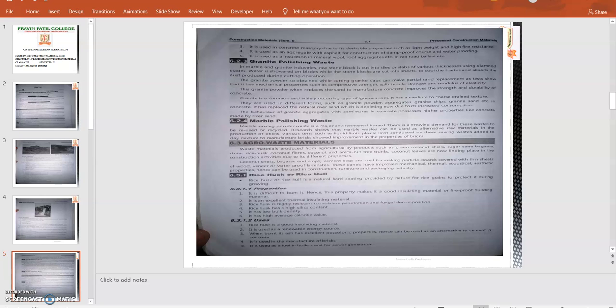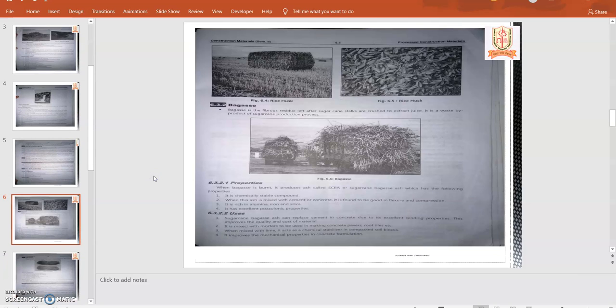Then it is used as a renewable energy source. When it burns, the ash has excellent pozzolanic property and hence can be used as an alternative in cement concrete. Then it is used in the manufacture of bricks. Then it is used as a fuel in boilers and for power generation. So due to these properties, rice husk is now used for cement construction also.